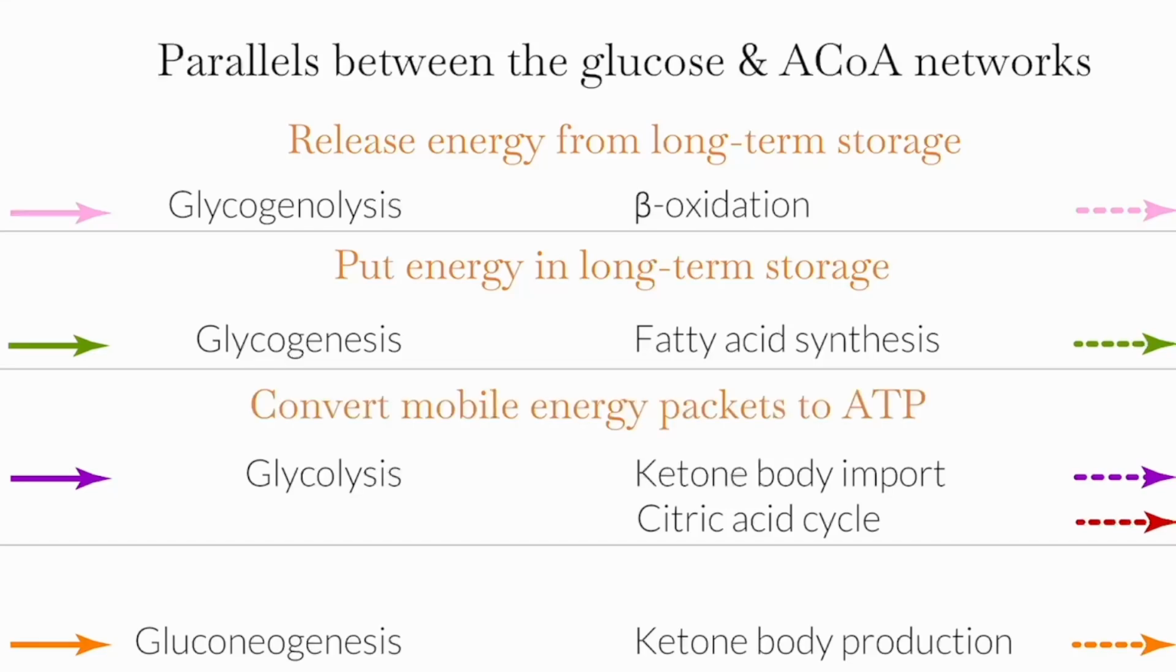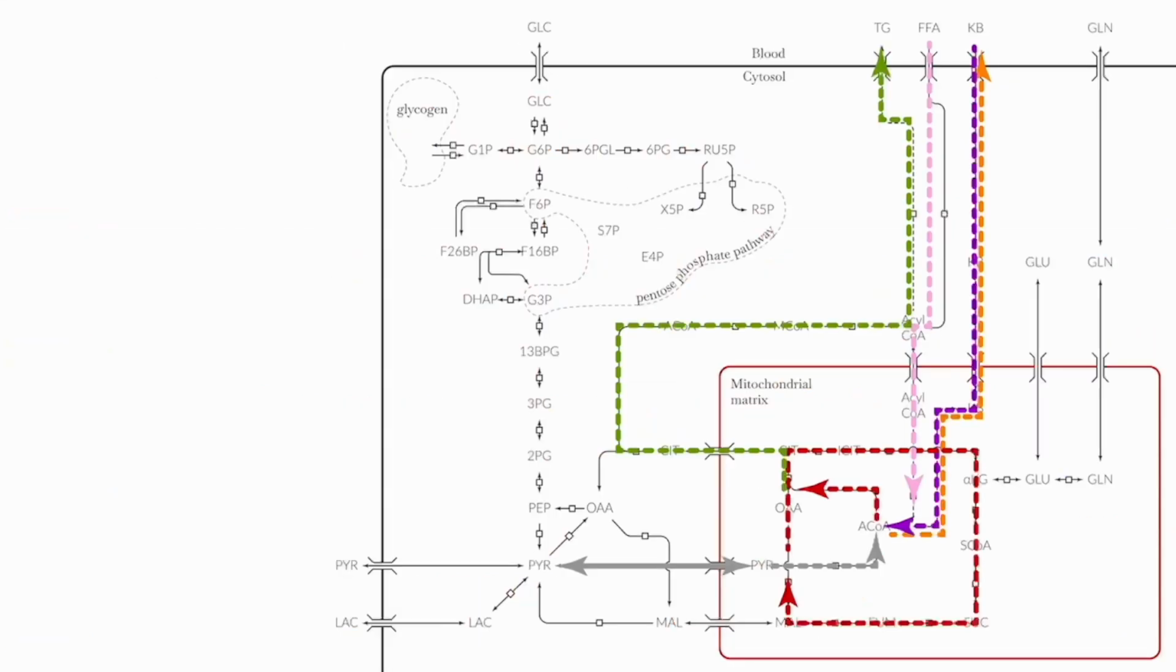We see something similar with glycolysis. So glycolysis takes glucose and turns it into ATP. This is this mobile energy unit. Things like ketone body import and the citric acid cycle take those energy packets and make them into ATP. And then finally, hopefully you've recalled that gluconeogenesis is used by, say, a liver cell to create glucose to put into the bloodstream. We see the same thing with ketone body production. If you're under starvation conditions, the liver switches over and starts taking ketone bodies and dumping them into the bloodstream. So again, it's running parallel to gluconeogenesis.